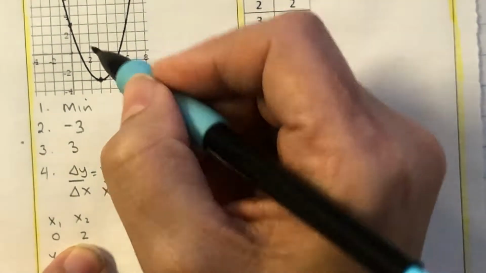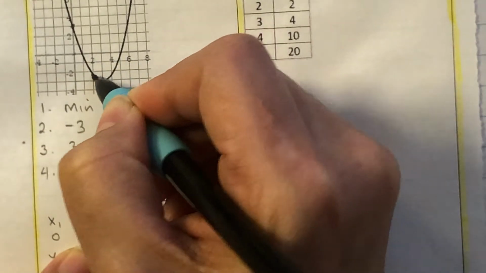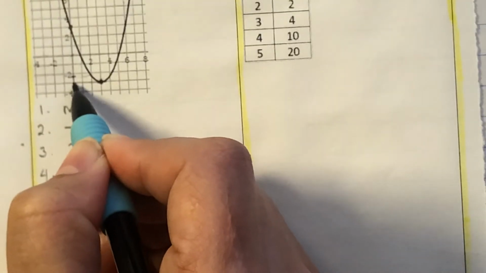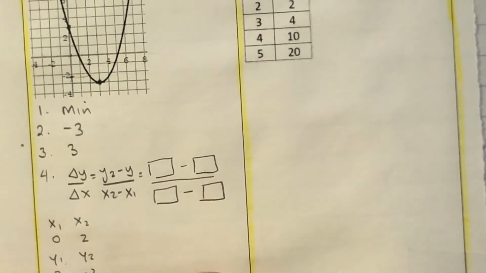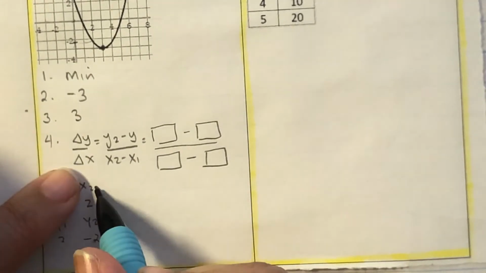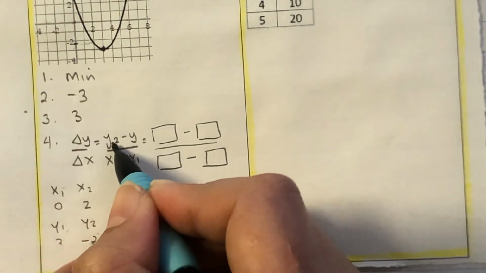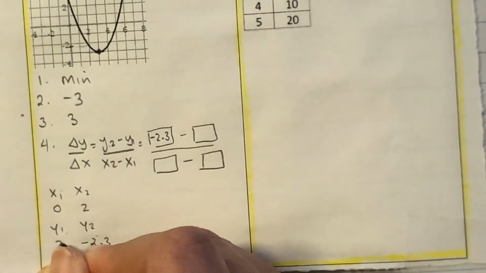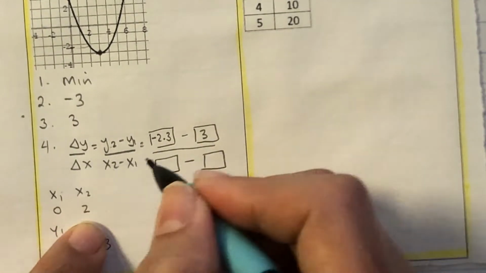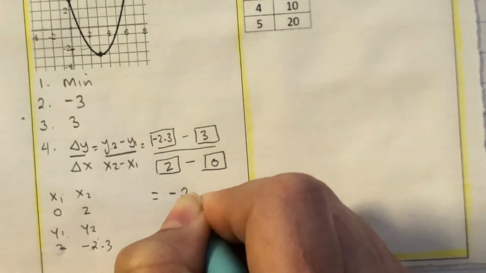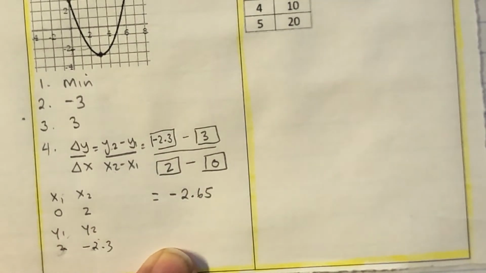When x2 is 2, when my x value is 2, I go to the graph right here, and then I go across to the y to see what it is. Now this is in between. It looks like it's in between 2 and 3, and it's not quite halfway, so it's something less, and I'm going to approximate here. So I'm going to say, let's say that's about -2.3. Okay, so it's just a rough approximation. Okay, once I have my x1, y1, x2, y2, I just plug it into the formula. So y2 is -2.3. Y1 is 3. x2 is 2. x1 is 0. Once you do that, just plug it into the calculator and you're going to get -2.65. That is how you calculate your average rate of change.